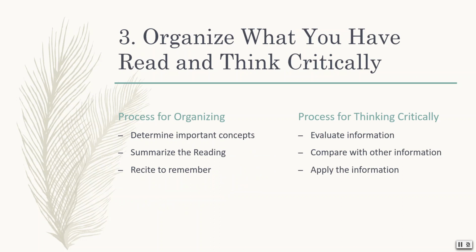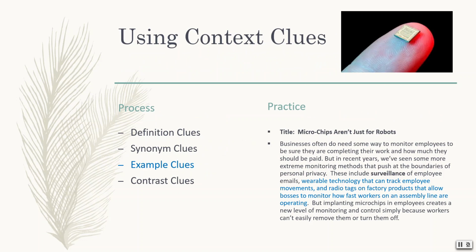So after reading, we've been getting together as readers, and we've been talking about our reading. We've been determining the important concepts, summarizing the reading. If you were tested on it, you'd have to remember certain things, but we've also been evaluating the information, deciding how it applies to our life and comparing it with other information we've learned on the topic. That's something you can do on your own too, but it's very helpful to do that with others who are reading the same materials. So let's go ahead and talk about context clues.